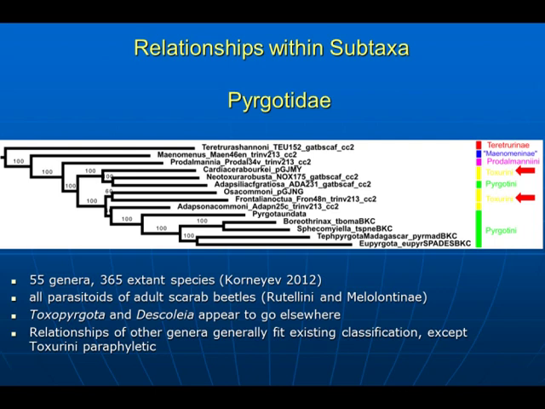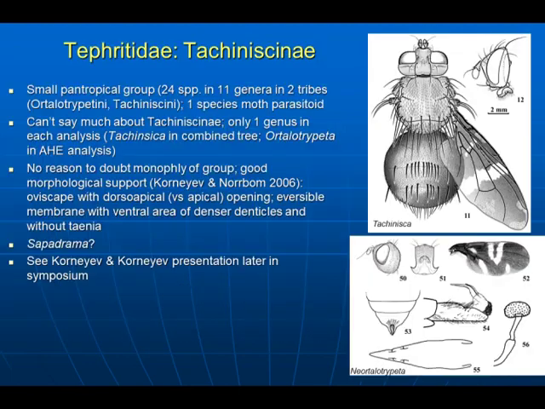Phrygodids, of course, are scarab parasitoids. It looks like Toxopyrgoda and Descoleia don't belong there. But otherwise, the genera more or less fit the classification, except that Taxorhini is paraphyletic. Tachynicinae are also thought to be parasitoids. We can't say much about them from this analysis because we only have 1 genus in each of the 2 analyses so far. But I don't see any reason to doubt the monophyly, at least of most of them.